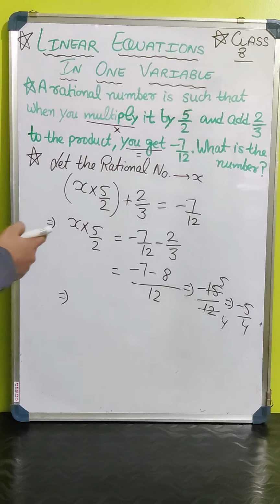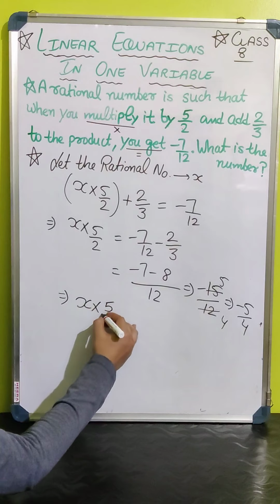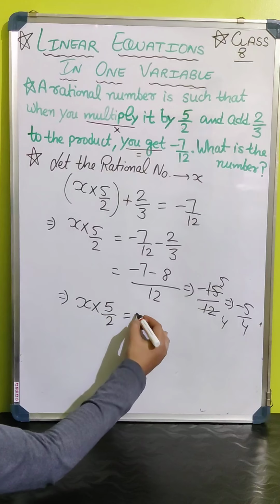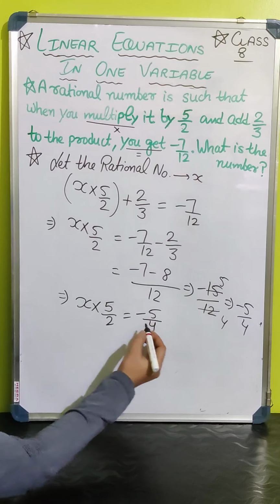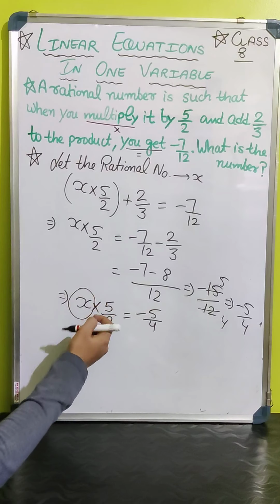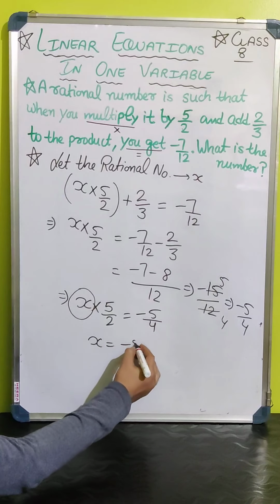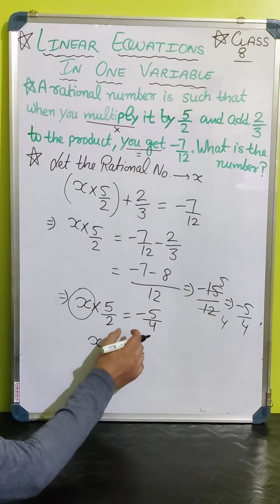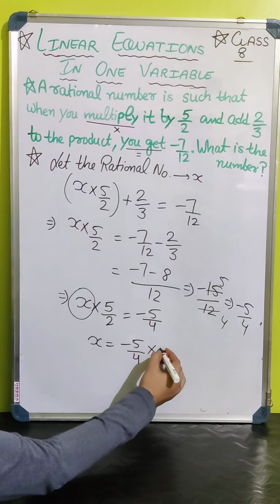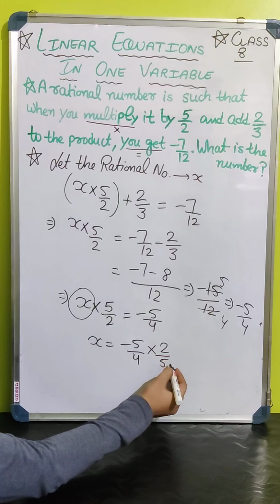Now on the right hand side we have x into 5 by 2 is equal to minus 5 by 4. Again, we only have to find out the value of x. So now remove this part also. This is in multiplication, so it will go to division. This is in division, it will go to multiplication.